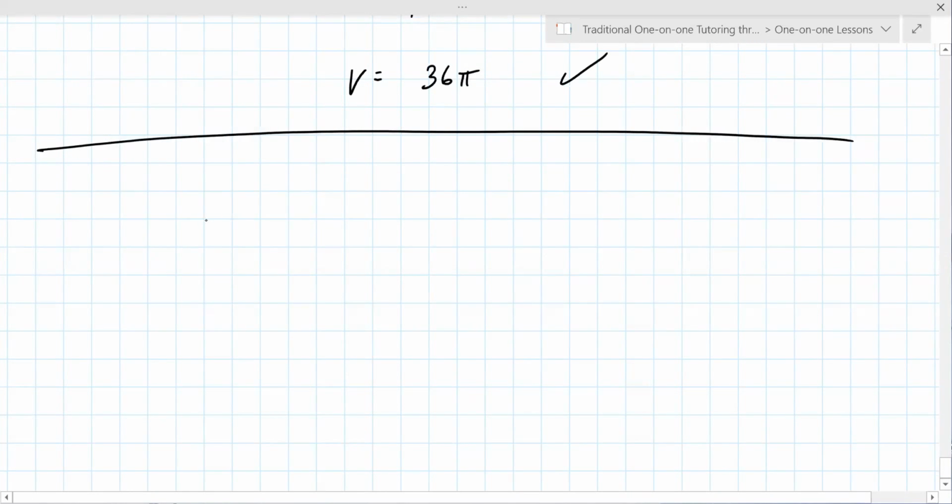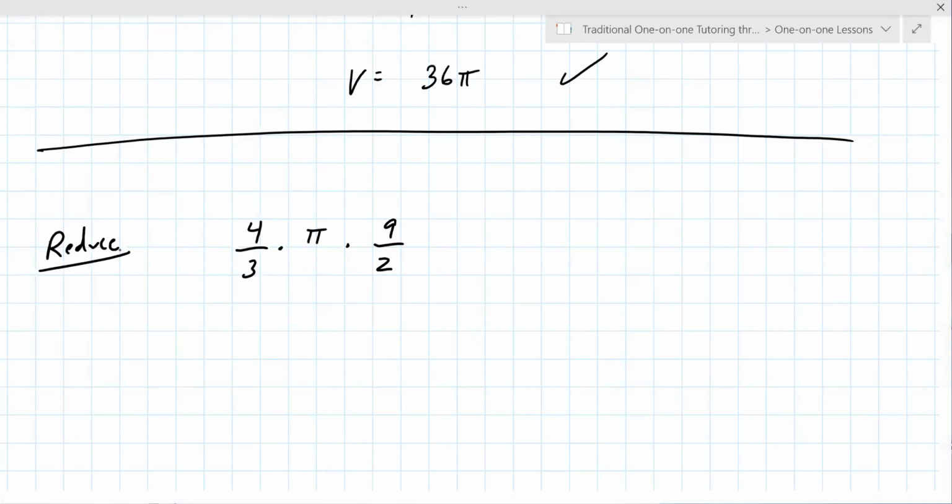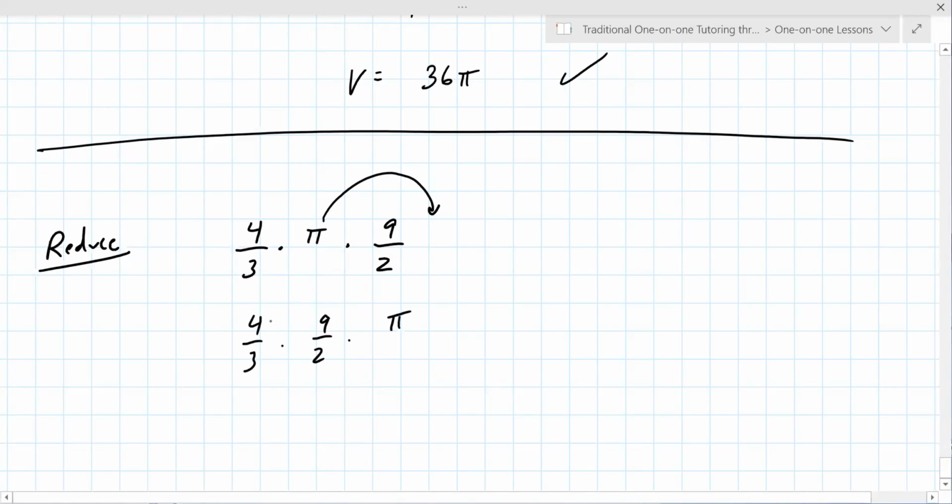All right, let's try something else here. Let's say I said it's 4/3 times pi times 9/2. Could you reduce this for me? 3 goes into 9 3 times. So rearrange, right? Like we did before, 4/3 times 9/2 times pi. 4 goes into 2, right? There's a 2 and a 1. Yeah. 3 goes into 9. So what is left over? 2 times 3, which is 6 pi.